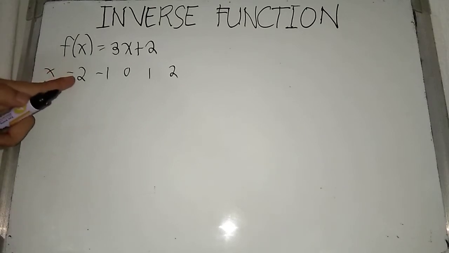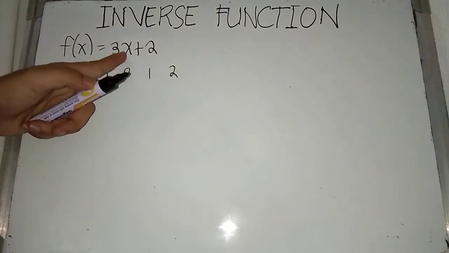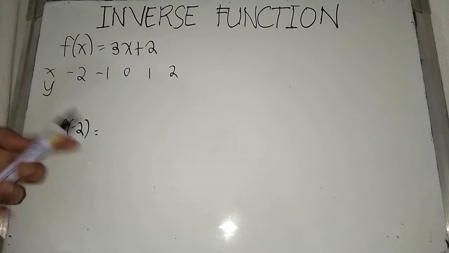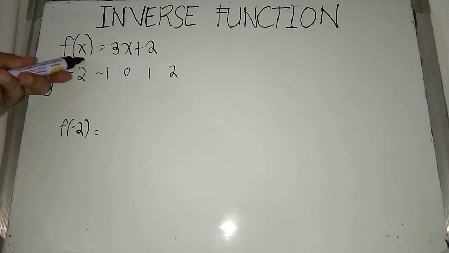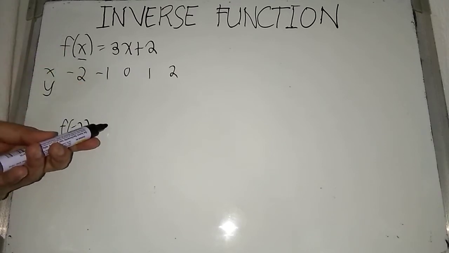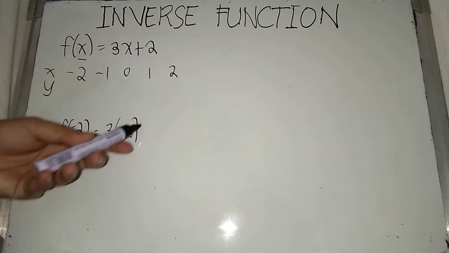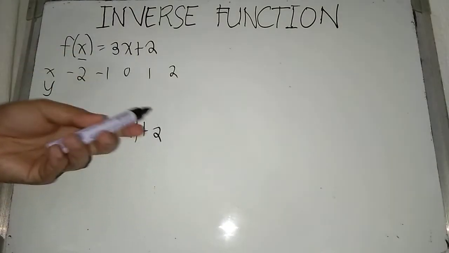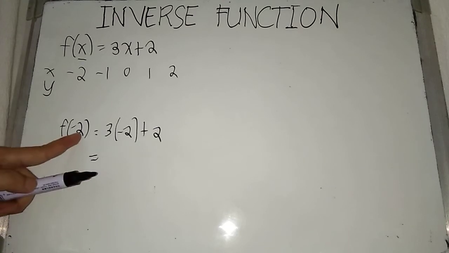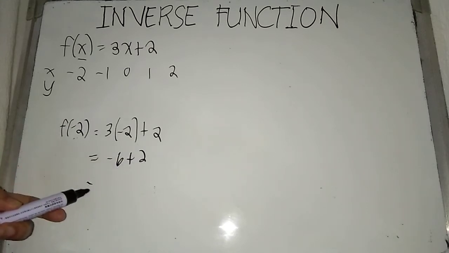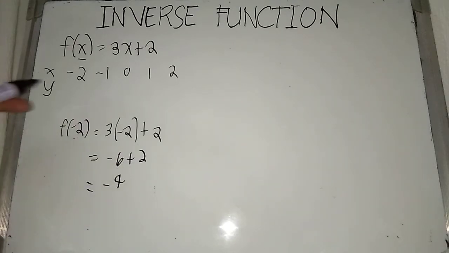Now, if x is negative 2, all you have to do is substitute your x with negative 2. So, for example, f of negative 2, because our x will be replaced with negative 2, copying 3 times negative 2, and then copying plus 2. Simplifying, f of negative 2 will become negative 6 plus 2, which is equal to negative 4. So our y is negative 4.